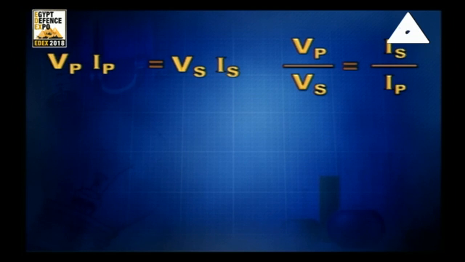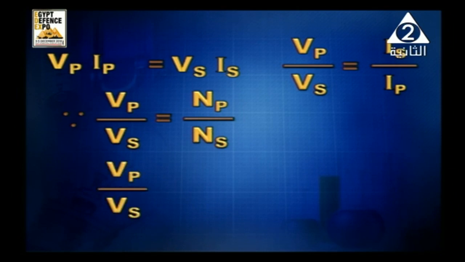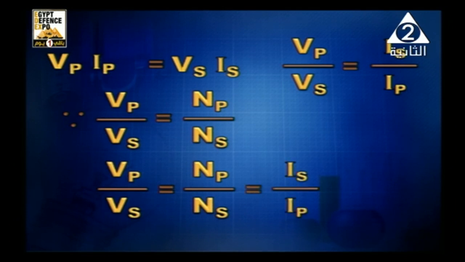So we've got an inverse relation between current and voltage. And this means a device which is a step up for the voltage will be a step down for the current. So since Vp over Vs is equal to Np over Ns, we can say it is equal to Is over Ip.